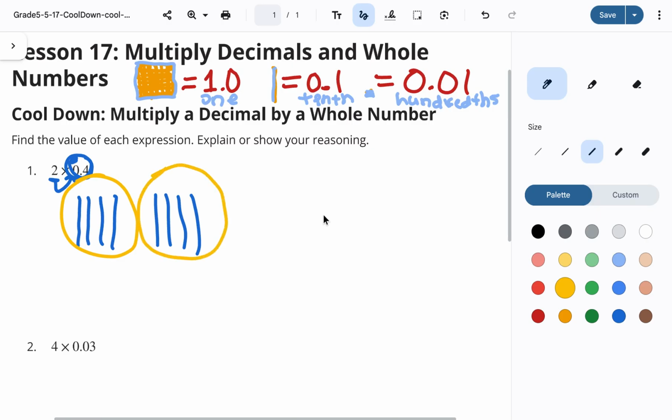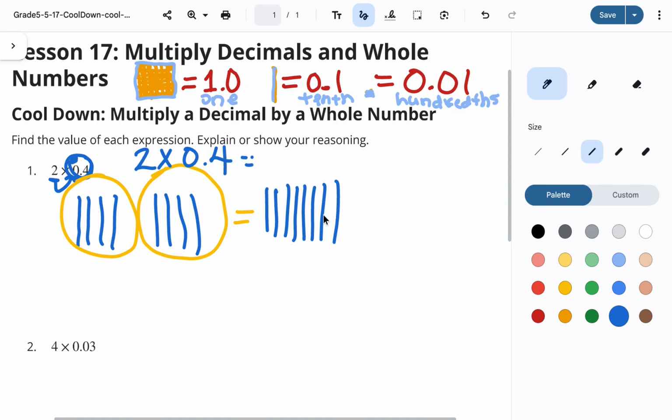If I have 2 groups of 4/10, how many tenths do I have? Well, I have 1, 2, 3, 4, 5, 6, 7, 8. I've double checked it. I have 8 tenths. So I now know that 2 times 4/10 equals 8 tenths, right? I have shown it with a representation there in how I utilized my base 10 block drawing, but certainly we can also talk it out. We don't have to draw it out.